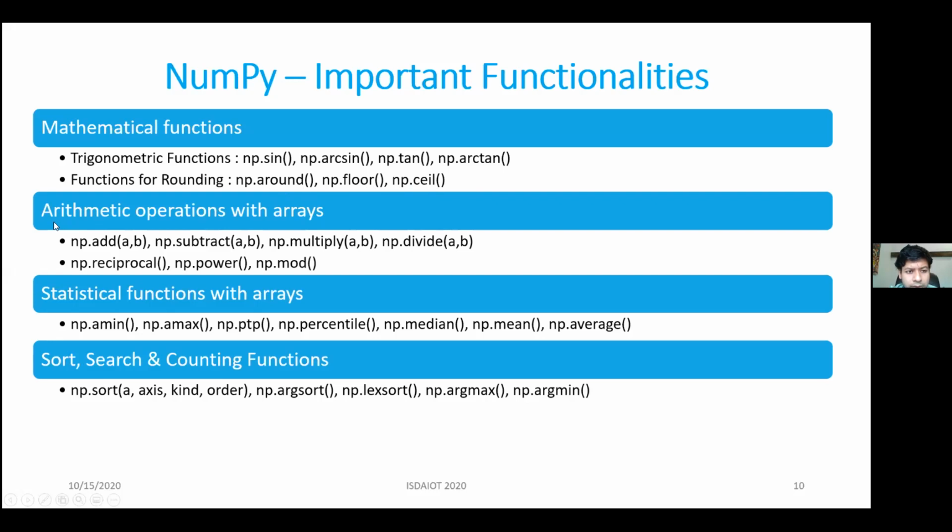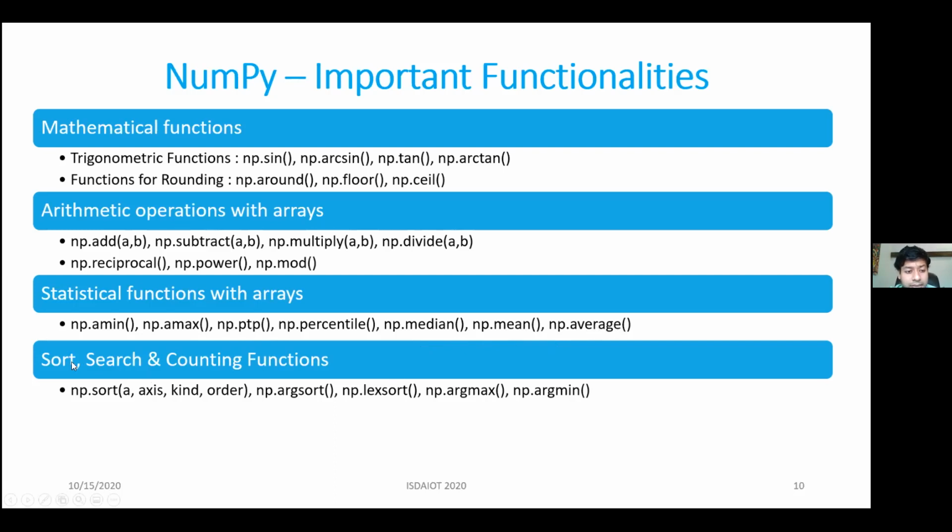Now, commonly used arithmetic operations are also there: addition, subtraction, multiply, divide. Also, we have reciprocal, power, and mod operations. They can be done by using the NumPy library. Some of the statistical functions available are amin, which gives us the minimum of an array, then amax gives us the maximum. Then PTP, I think, gives the range of variation. Then percentile, median, mean, average. These commonly used statistical functions are provided.